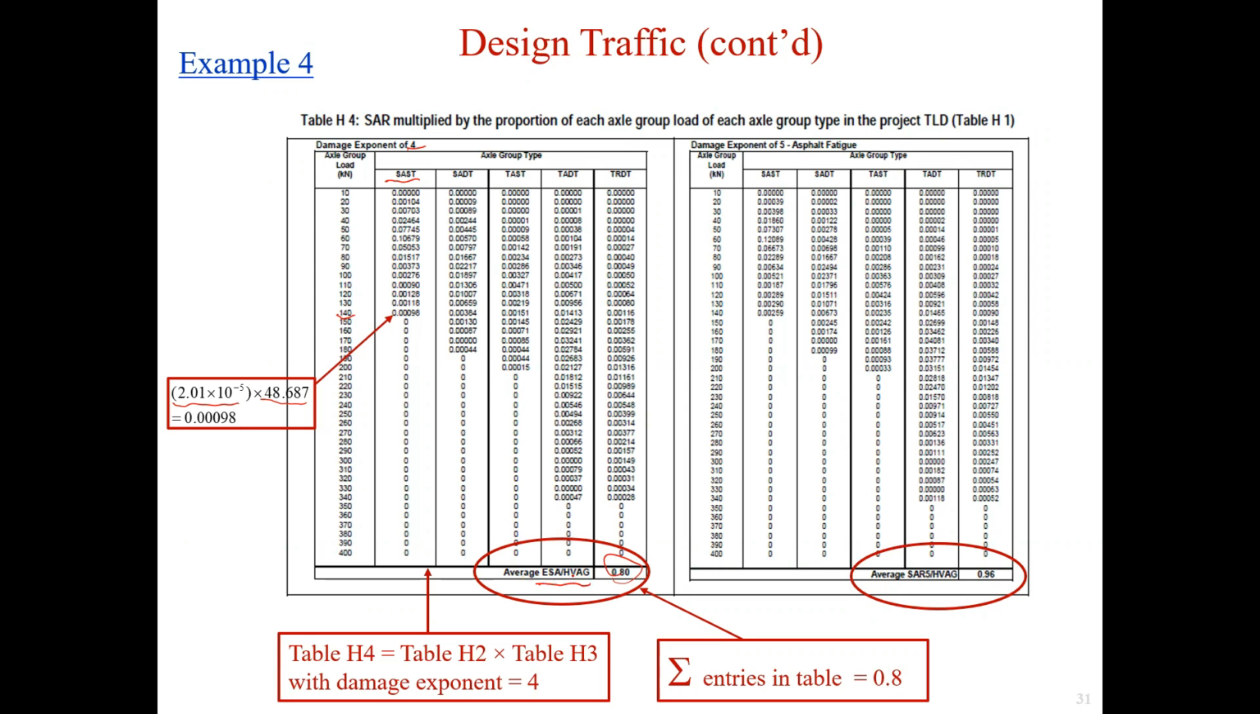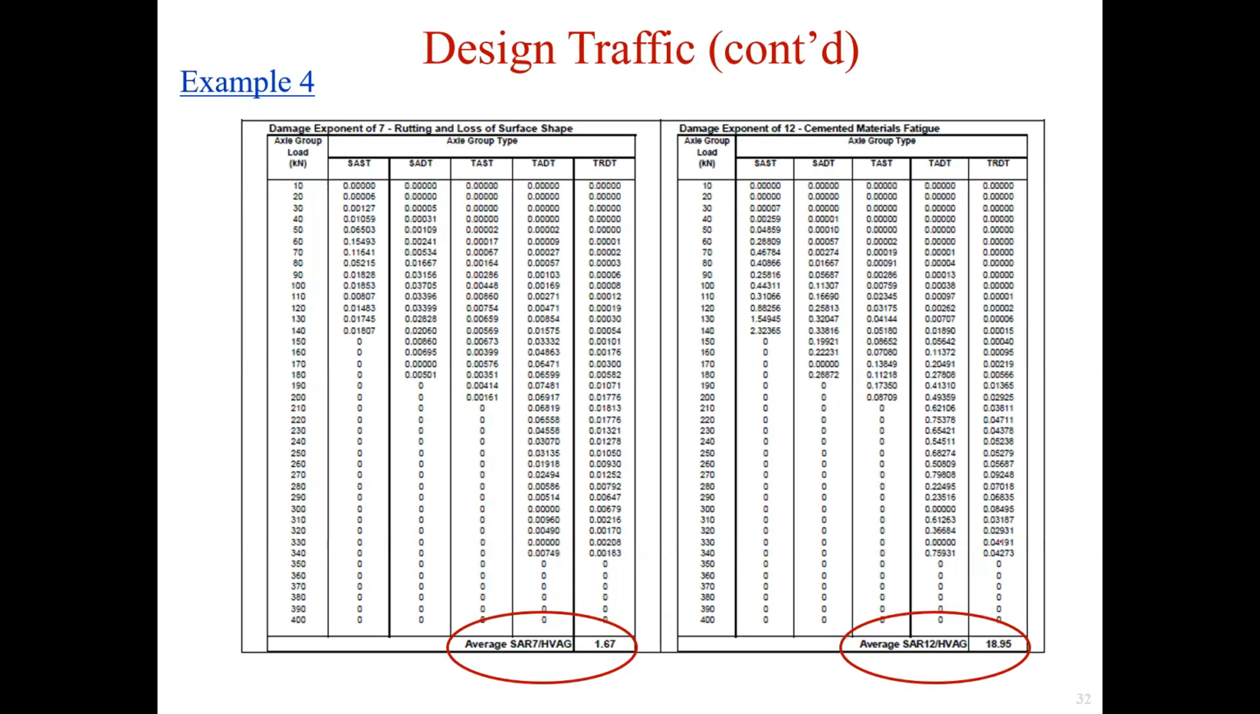Similarly, the average SAR5 over HVAG for m equals 5 is the sum of the calculated values in the right table, and it is 0.96. Similarly, for the damage exponent of 7 and 12, the damage index SAR7 over HVAG and SAR12 over HVAG are calculated and shown in these tables.